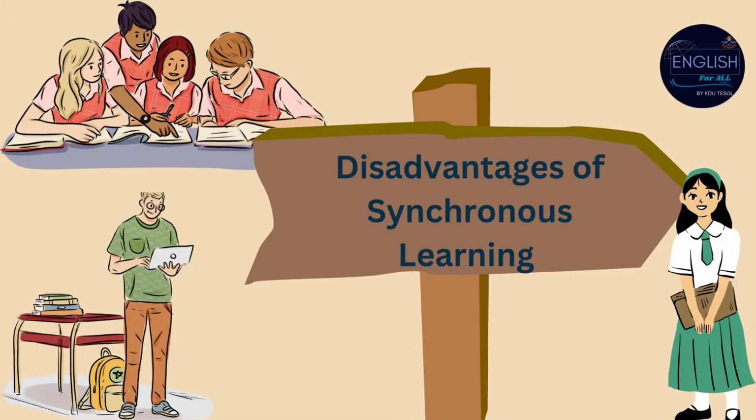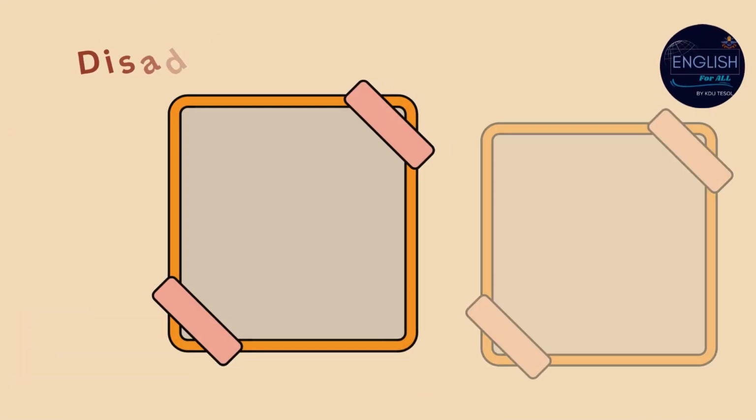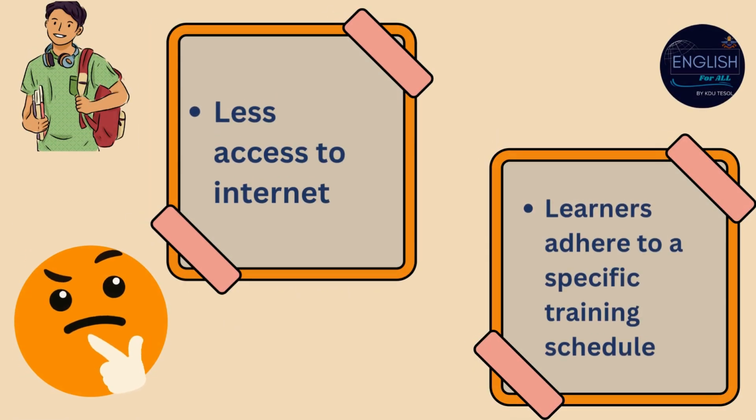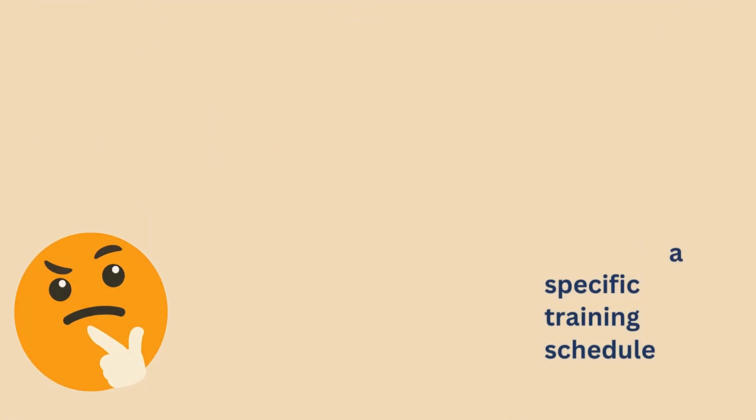You have to keep in mind that there are some disadvantages of synchronous learning. If all the parties, which means the teacher and the learners, are not available at the same time, synchronous learning will not be effective. So, the learners need to adhere to a specific time frame. Also, it can be disruptive, especially when the teacher is not prepared for the lesson, as the teacher's quality of work will directly affect the learners. Finally, less access to the internet can be a problem for both the teacher and learners.